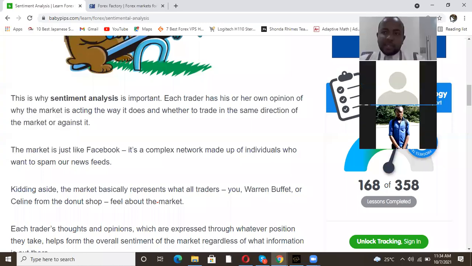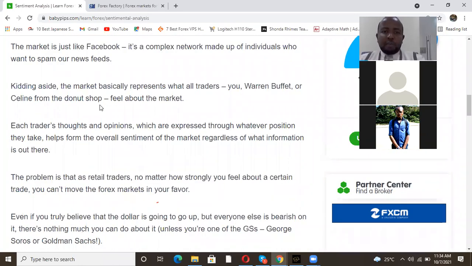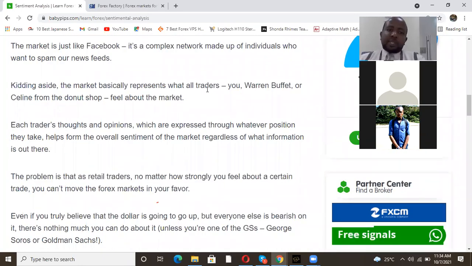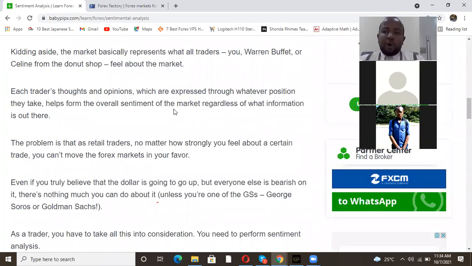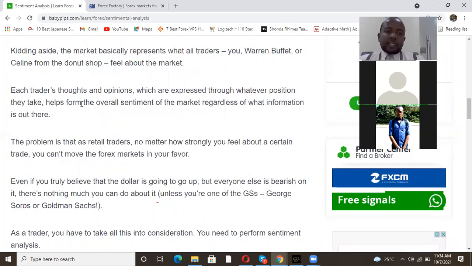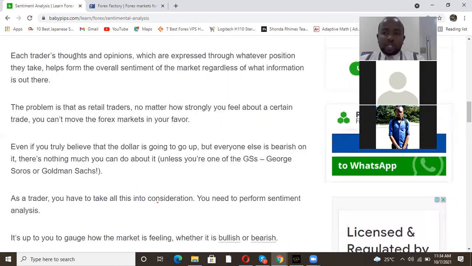Sentiment analysis. Sentiment analysis is a feel of how all these individuals want to come and make money. The market represents what all traders feel, you, Warren Buffett, whether you have 50, 1,000, a million, a billion, everyone. It represents how we all feel about the market. Each trader's thoughts and opinions, expressed through whatever position they take, help to form the overall sentiment of the market, regardless of what information is out there.